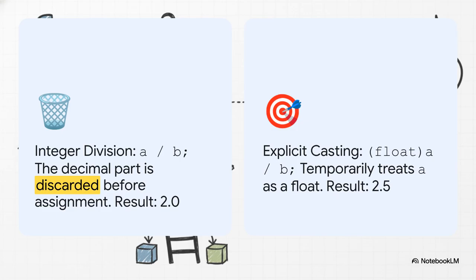We use a neat little trick called explicit casting. See that float we added? By putting that right before one of the variables, we're basically telling C, hey, just for a second, pretend this integer is a decimal number. That forces it to do a proper floating point calculation, and boom, you get your 2.5.